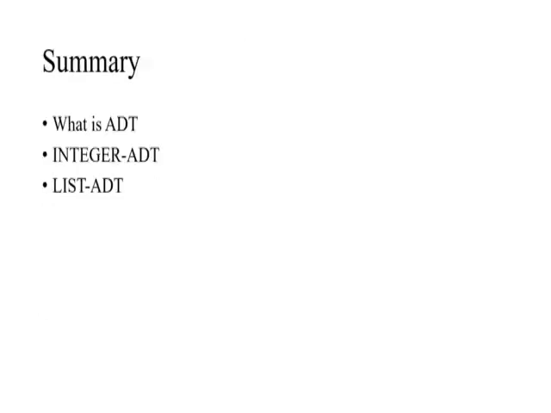So the summary of this session is: we learned what an abstract data type is, then we learned two examples, how to write an abstract data type for integer and how to write an abstract data type for the list data structure. Thank you very much for watching this video.